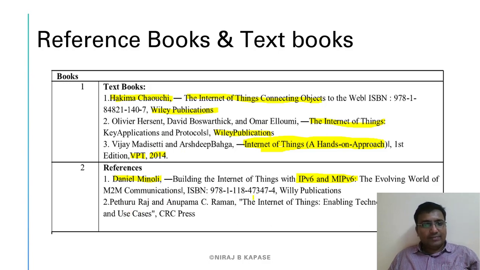The other Indian author reference book is by Pethuru Raj and Anupama C. Raman. The name of the book is The Internet of Things: Enabling Technologies, Platforms, and Use Cases, and the publication is CRC Press. So this is about the reference books and textbooks you are going to use. I will share many of them on Teams so you can download them for your reference and studies.